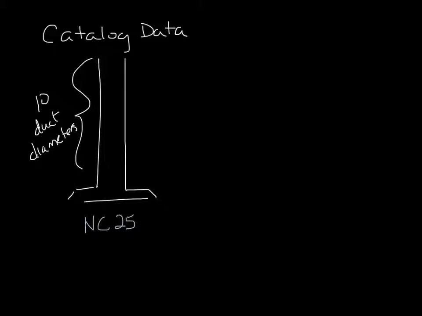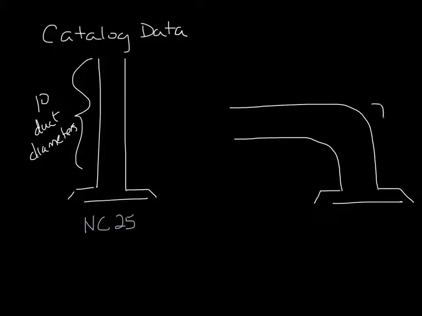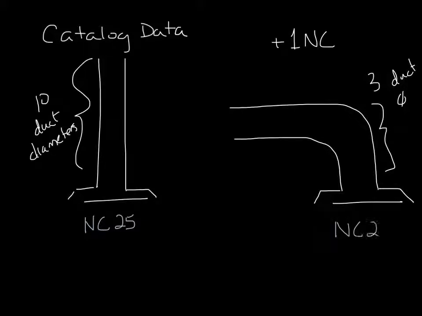The best installation would have 3 equivalent duct diameters going into the inlet with a 90-degree radius of flex duct. Even this installation will add 1 NC over catalog data. So in this installation, our NC25 catalog diffuser would actually sound like NC26 installed. And unless you have a 6-inch inlet, it's still not really feasible to have 3 duct diameters going into your diffuser.